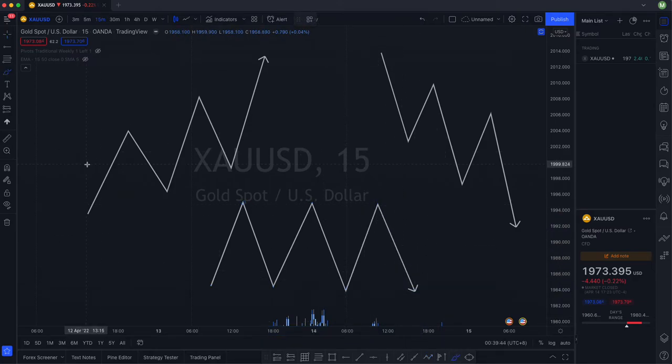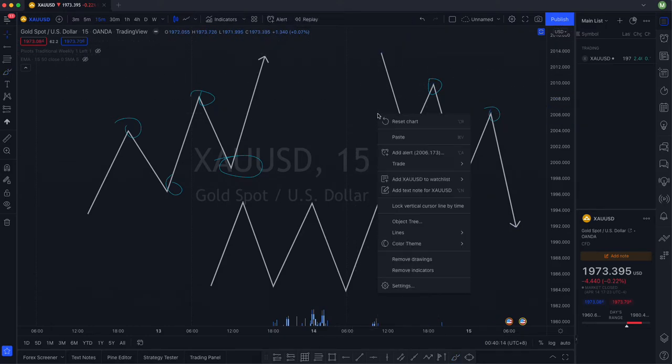So basically when the market creates higher highs, higher lows, and then another higher high, higher low, you will know that this is an uptrend. Vice versa, if the market is creating lower high, lower low, lower high and lower low, this means it's a downtrend market. So this is the very first thing that we need to know about market structure. So let's clear all these things.